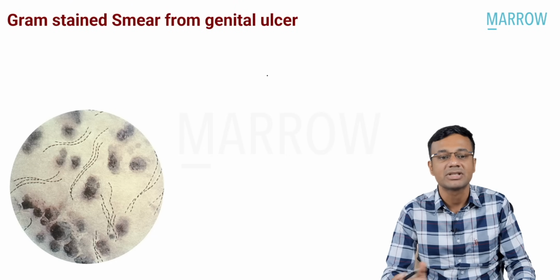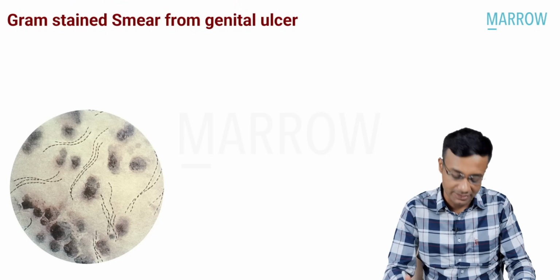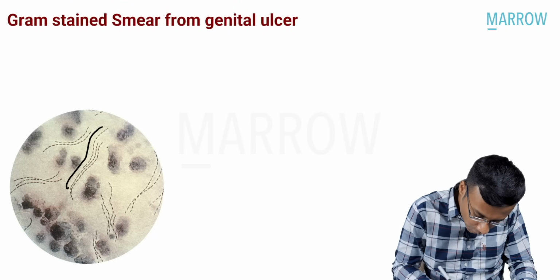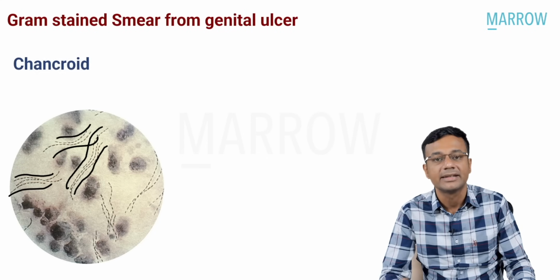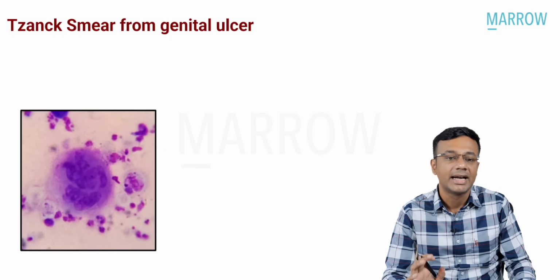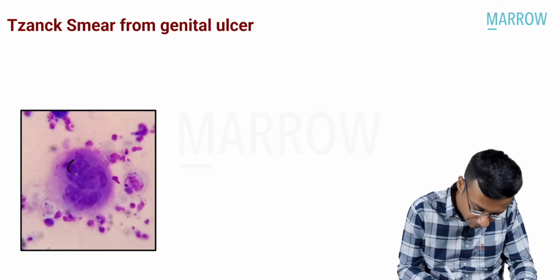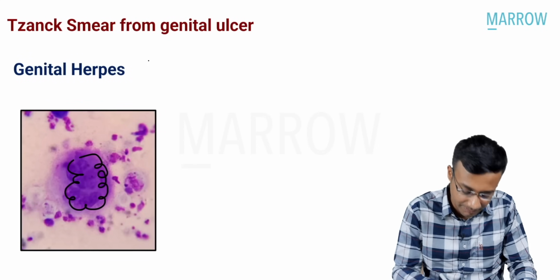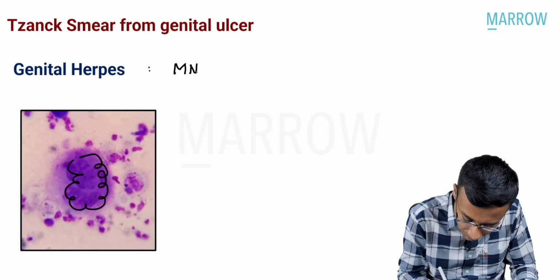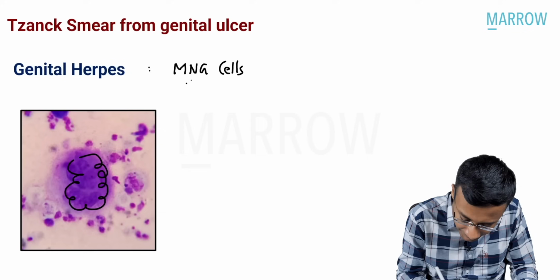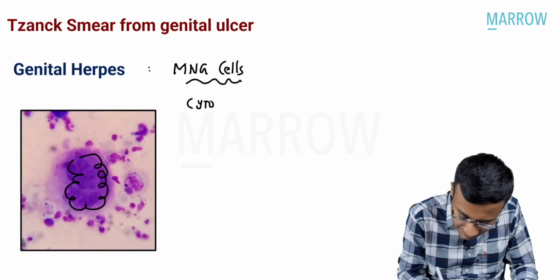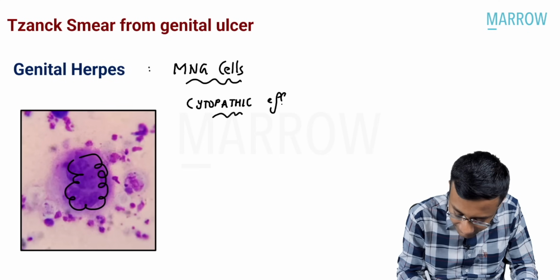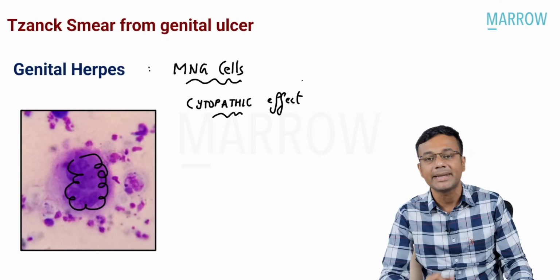Then when we look at the gram staining smear of a genital ulcer, if you get gram negative cocobacilli arranged in long parallel strands, then the diagnosis is going to be chancroid. And if you take a Tzanck smear from the genital ulcer, if you get multinucleated giant cells, then it is going to be genital herpes. So the name of the cell here is multinucleated giant cells. Why does it happen? It happens because this virus can produce cytopathic effect. So there is fusion of these cells as a part of cytopathic effect, which is demonstrated by herpes simplex virus.